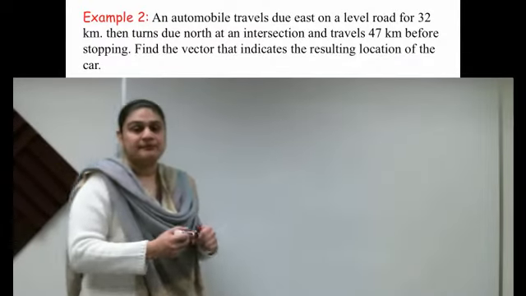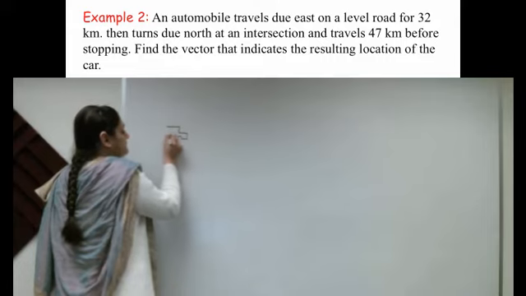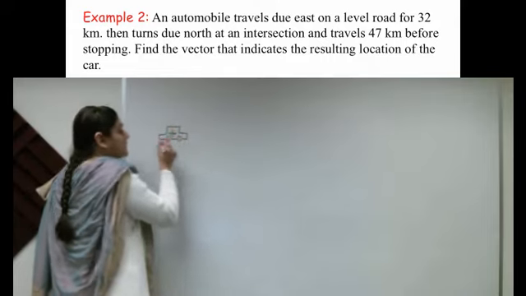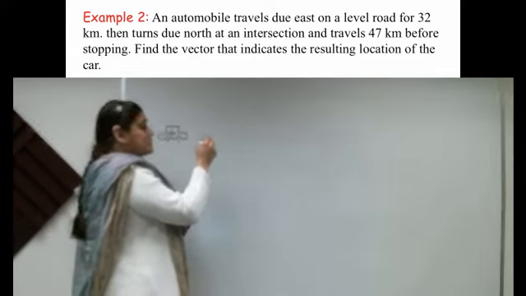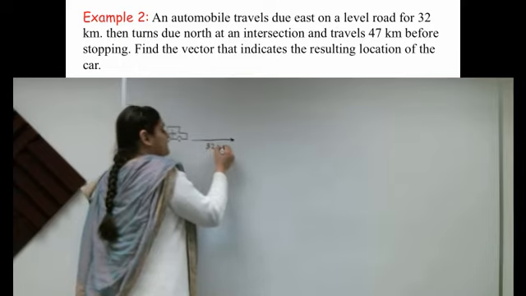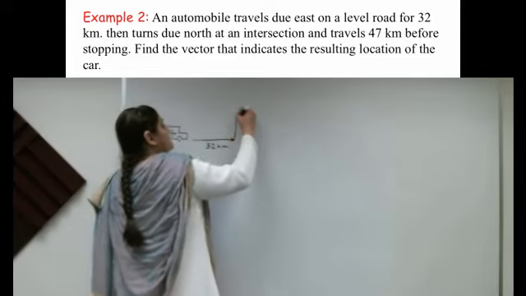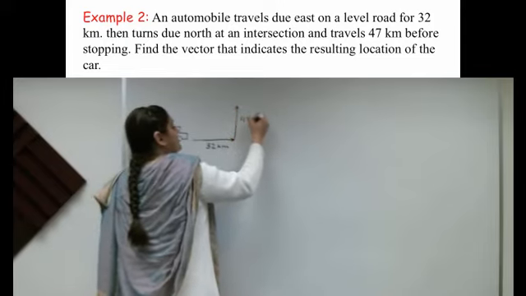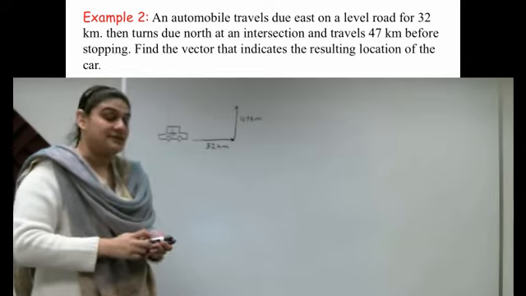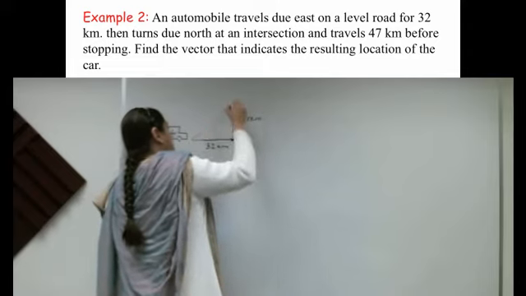Let's look at this problem. What it's saying is, here's my car, it first goes due east for 32 kilometers, and then it goes north and travels 47 kilometers. And what it's asking us is to find a vector that indicates the resulting location of the car. This is going to be my resulting vector.